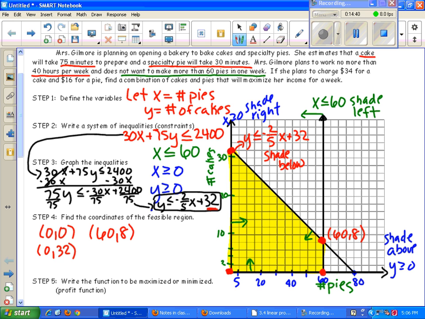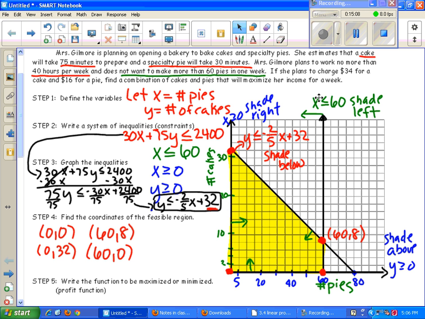And if you didn't know that, what could you do? Since we learned about how to solve systems of equations, you could do substitution to figure out what that was equal to, using those two lines that we have. And then the last one down here, which is this point, we have 60, comma 0. So step 4 is done. Now we're going to do step 5.